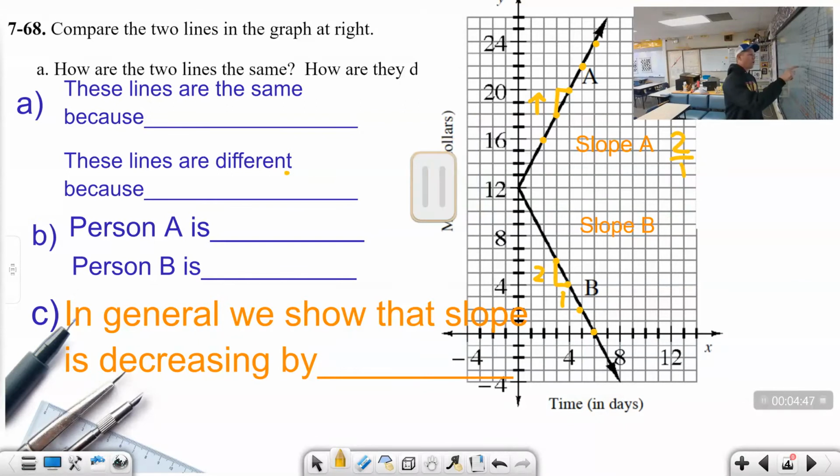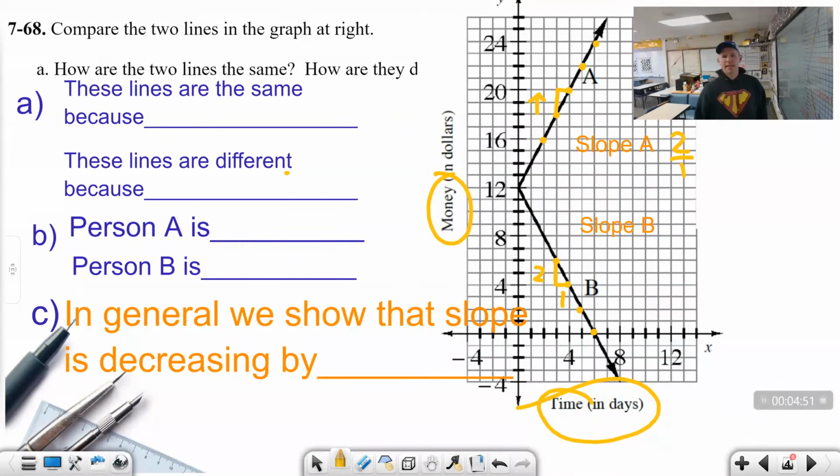Okay, in this problem, we are talking about money and time, days. So what is person A doing? I notice person A is increasing. They started with $12, and then after 1 day, they have 14. After 2 days, they have 16. After 3 days, they have 18. What are they doing? They are earning $2 per day. Make sure you use the word earn.